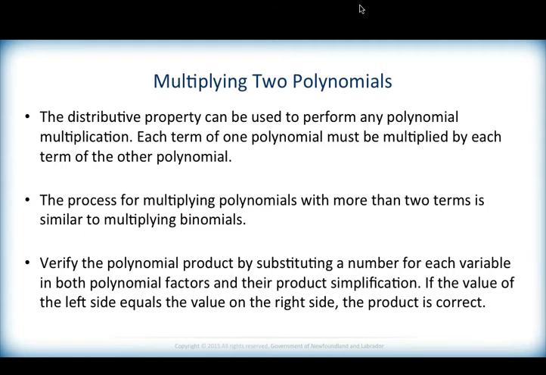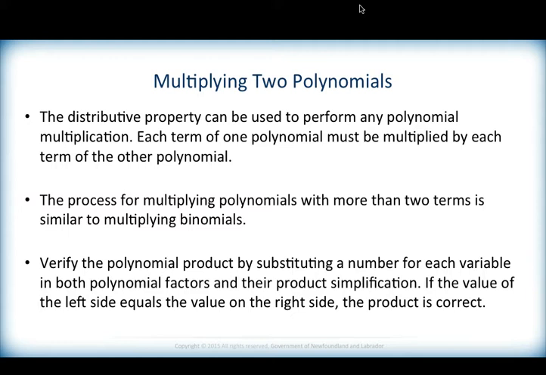Multiplying two polynomials. When we multiply a polynomial, we can multiply a monomial by a binomial, two binomials, or two trinomials. It doesn't matter what type we have, the multiplication process is the same. The distributive property can be used to perform any polynomial multiplication. Each term of one polynomial must be multiplied by each term of the other polynomial. The process for multiplying polynomials with more than two terms is similar to multiplying a binomial.